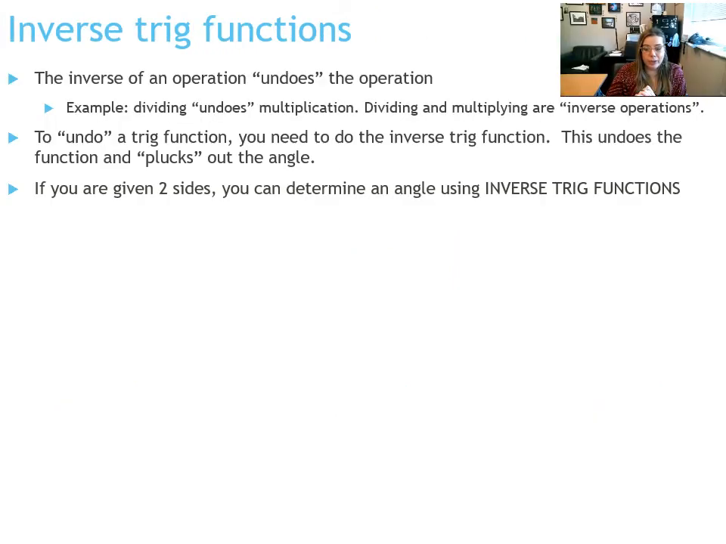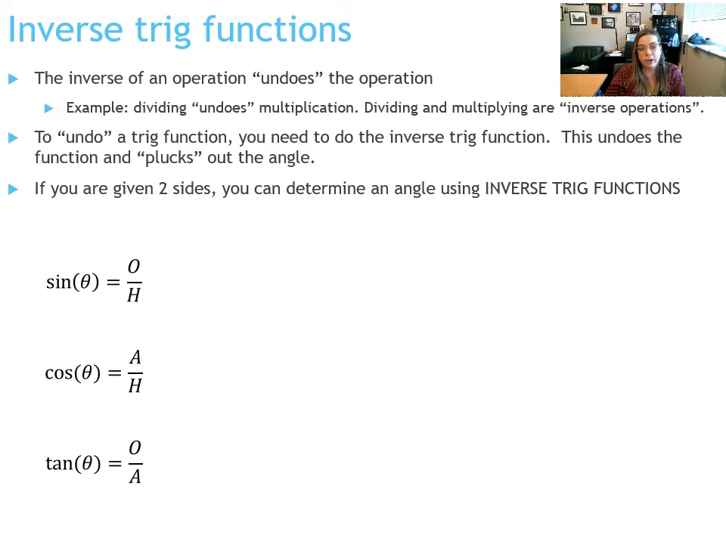There are also what we call inverse trig functions. If you need to undo a certain operation, you do the inverse operation. So multiplication undoes division, division undoes multiplication, subtraction undoes addition. So those are inverse operations. So there are also inverse trig functions. Whenever you need to get an angle, when you need to get that argument out of the trig function, you need to do an inverse trig function.